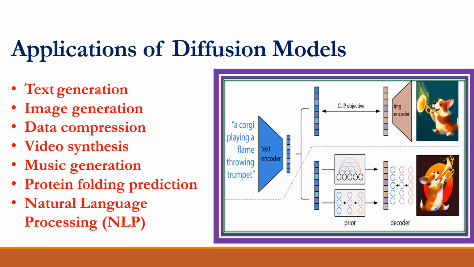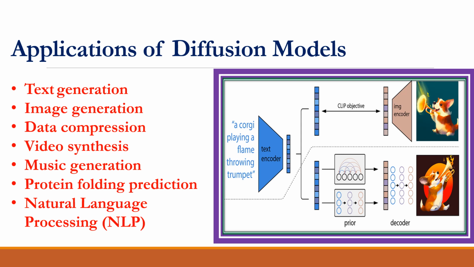Then image generation, where a model trained on a data set of paintings could generate new paintings in the style of an artist in the data set. Then data compression. So by learning the patterns and relations in the data, a diffusion model can represent the data with fewer bits while still preserving important information. Then video synthesis and music generation, then protein folding predictions, and finally natural language processing.